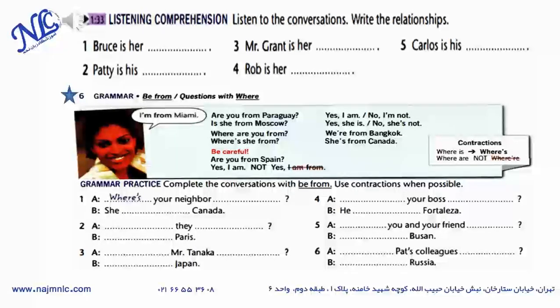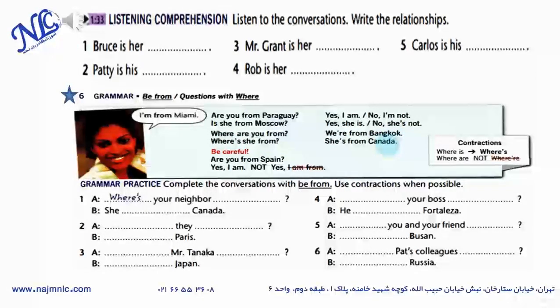I'm from Canada. Yes I am. I'm from Iran. No, I'm not. I'm not from Canada. Look at the examples. Are you from Paraguay? Yes I am. No, I'm not. Is she from Moscow? Yes, she is. No, she's not. Where are you from? We're from Bangkok. Where's she from? She's from Canada.